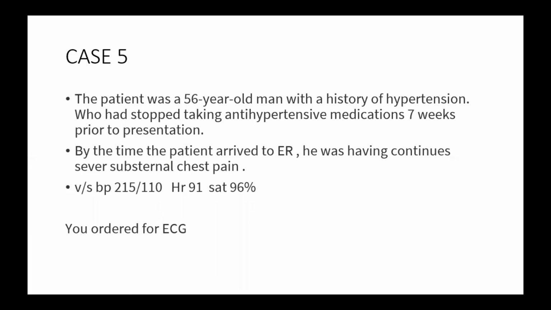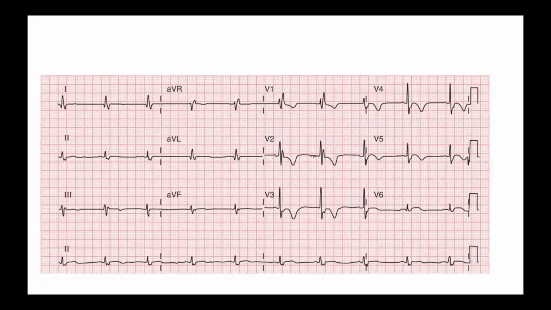Right. Okay. So let's move to this one. The patient is 56 years old, a man with a history of hypertension, who had stopped taking his antihypertensive medication for the last 7 weeks. By the time he arrived to the ER, he was having continuous severe substernal chest pain. His blood pressure is 110, heart rate is 91, and saturation is 96. You order an ECG. Can you read it?